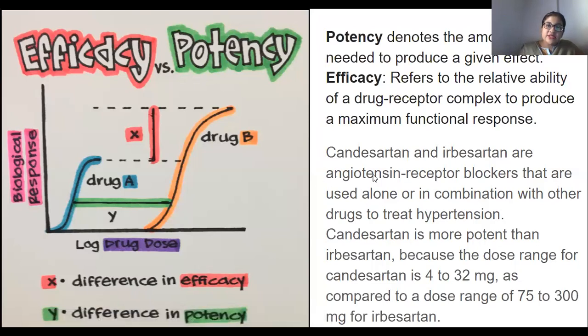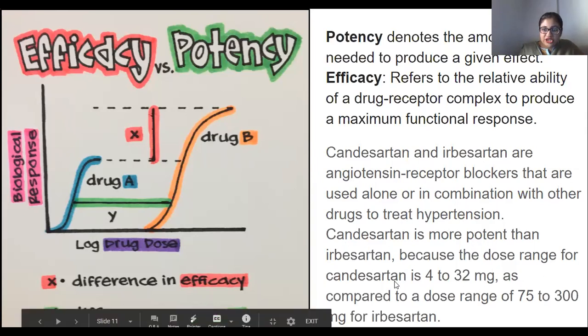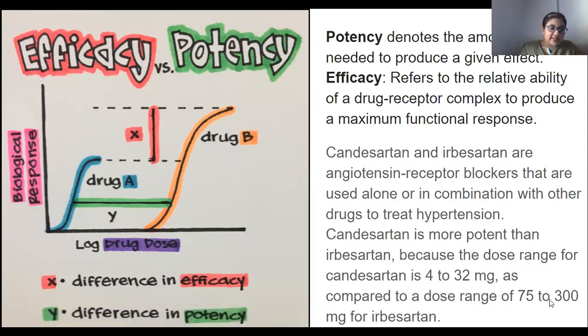Okay. All right. Over here, I have jotted down an example for you. Candesartan and irbesartan are angiotensin receptor blockers that are used alone or in combination to treat hypertension. Now, candesartan is more potent than irbesartan because the dose range for this is 4 to 32. It means that in just 4 to 32, it produces effect, as compared to the other one which was 75 to 300 milligram. So this is the difference.